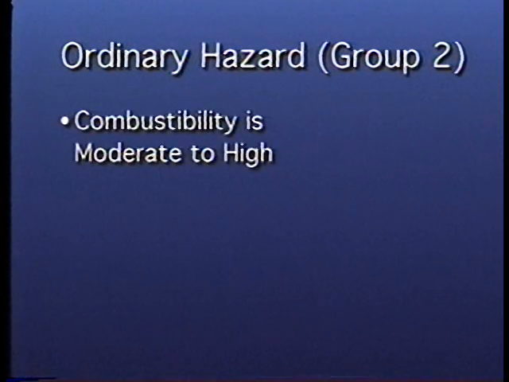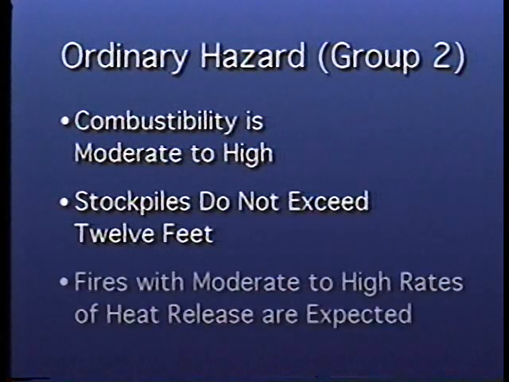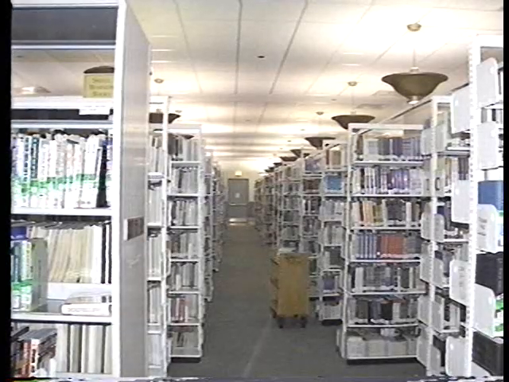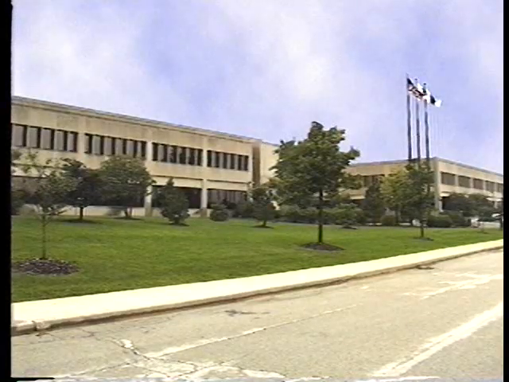This occupancy hazard classification is defined as occupancies or portions of occupancies where quantity and combustibility of contents is moderate to high, stockpiles do not exceed 12 feet, and fires with moderate to high rates of heat release are expected. Ordinary hazards group 2 include distilleries, dry cleaners, horse stables, large stackroom areas of libraries, mercantile, piers and wharves, post offices, stages, wood machining, and wood product assembly.